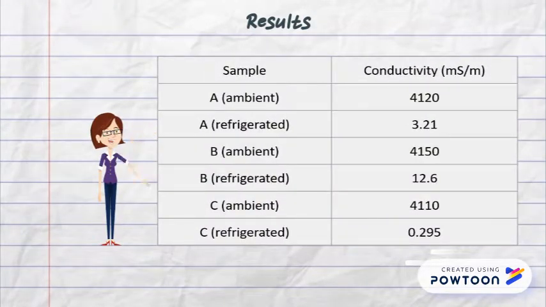After determining the types of water for the samples, the table now shows another set of recorded data for this experiment, which is the conductivity of different samples in ambient and refrigerated conditions. As we can see, the refrigerated samples normally have lower conductivity compared to the samples in ambient condition.